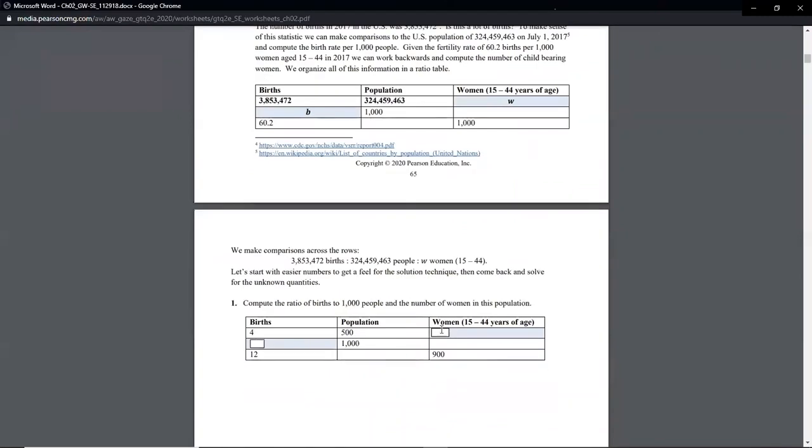We also want to find the number of women that are in childbearing age based on, okay, well, it's 4 births for a population of 500, but it would be 12 births if there were 900 women of childbearing age. Now, this proportion table is set up so that we can find both of those blanks with 2 goes.